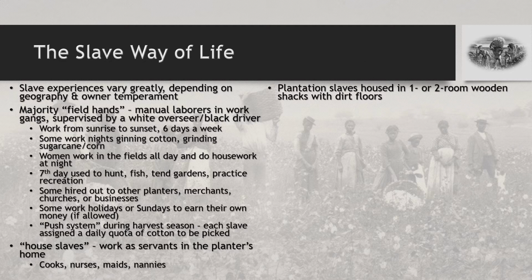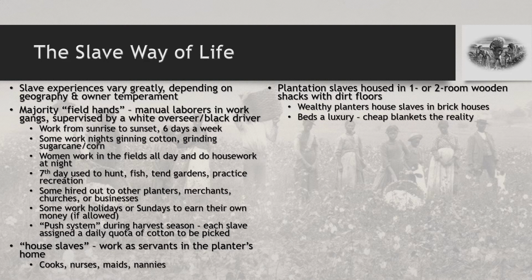And plantation slaves were typically housed in a wooden shack of some kind, right? Maybe only a one-room shack, sometimes two rooms if it were part of a larger family, with dirt floors. If you were a more wealthy planter, you might invest in brick houses for your slaves, but quite often they lived in very drafty shacks. Beds were considered a very, very high luxury. Okay, if you lived with a wealthy planter who actually treated their slaves well, you might get a bed. Okay, but typically it would be a very thin, cheap blanket.